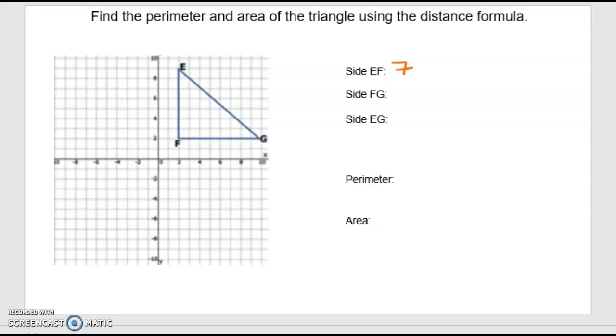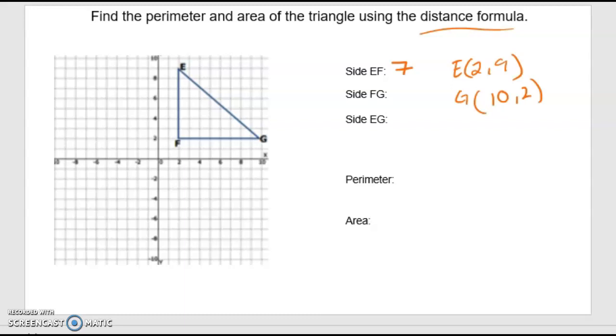EG, I will have to use the distance formula or the Pythagorean theorem. So I'm going to go ahead and use the distance formula as directed. The coordinates for point E are 2, 9, and the coordinates for point G are, let's see, looks like 10, 2. Okay, so this is for EG.